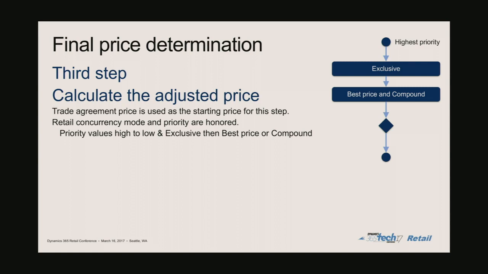We'll start at the highest priority. And if we find something, then we'll apply it and we're done. If we find multiple things at the highest priority, then they compete using our concurrency model. So multiple exclusives will compete. We'll find the biggest one and apply that one and ignore any best price or compound. If multiple best price or compound are found, then we'll put all the compounds together, and the result competes against any best price. And again, the largest one is winning here because we're always trying to get the lowest price for the customer.